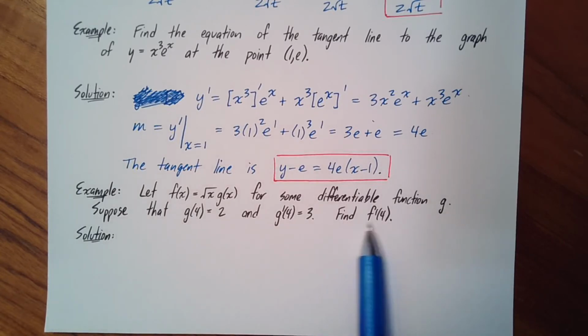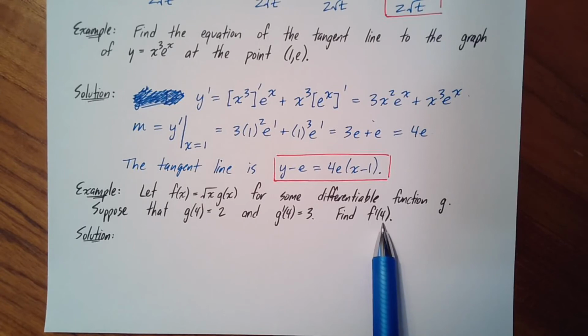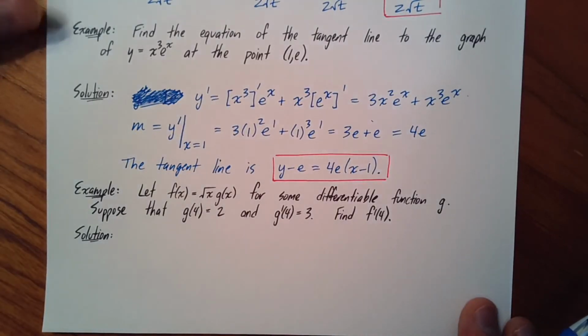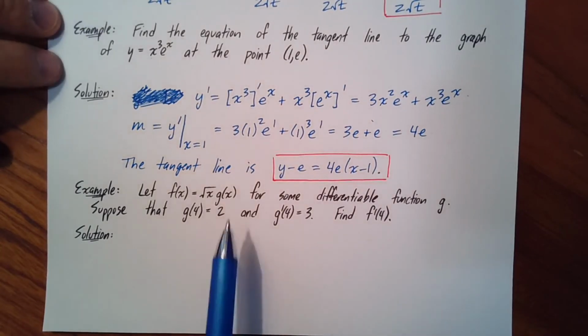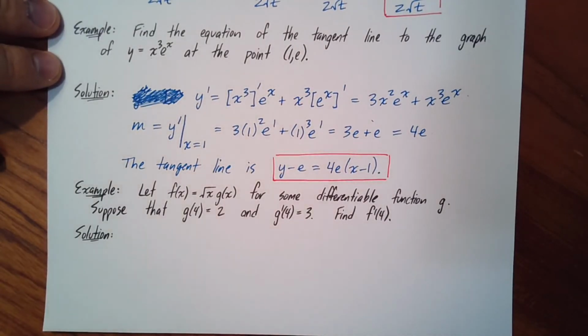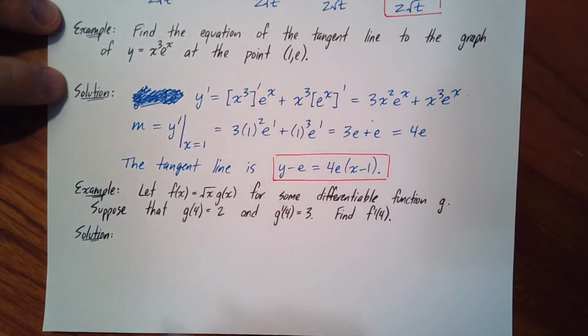We're asked for this piece. We want to find f prime of 4. And it turns out that exactly what we've been given is exactly enough information to answer this question without ever actually knowing exactly what the function g is. Okay, so let's do this.